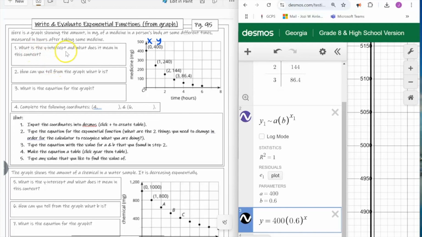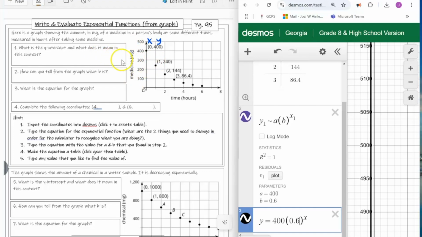Number 1, what is the y-intercept? Well, I could see that right here. What's the y-intercept? 400. What does it mean in context? All right, so we have to see what's happening. The amount of medicine in a person's body at different times, measured in hours after taking the medicine. So at 0 hours after taking some medicine, when no time has passed, right when they took the medicine, when nothing has happened, there was 400 mgs. So what does this mean? They were given 400 mgs of medicine.